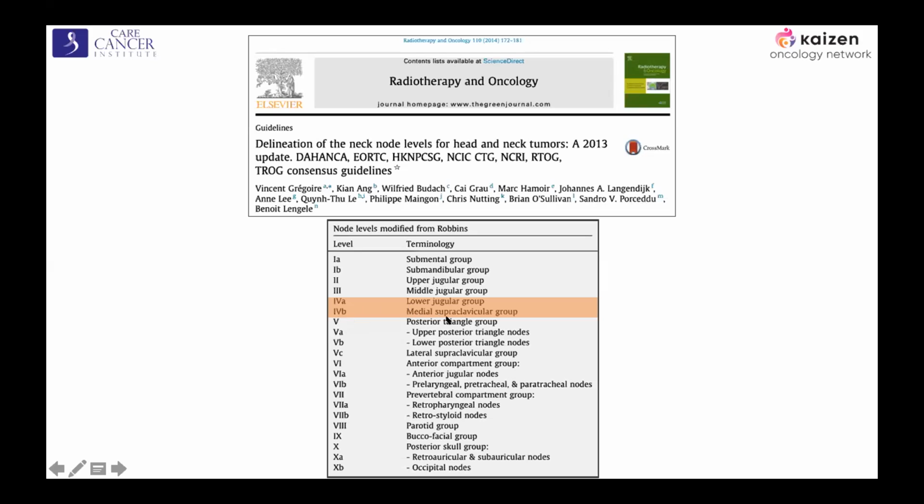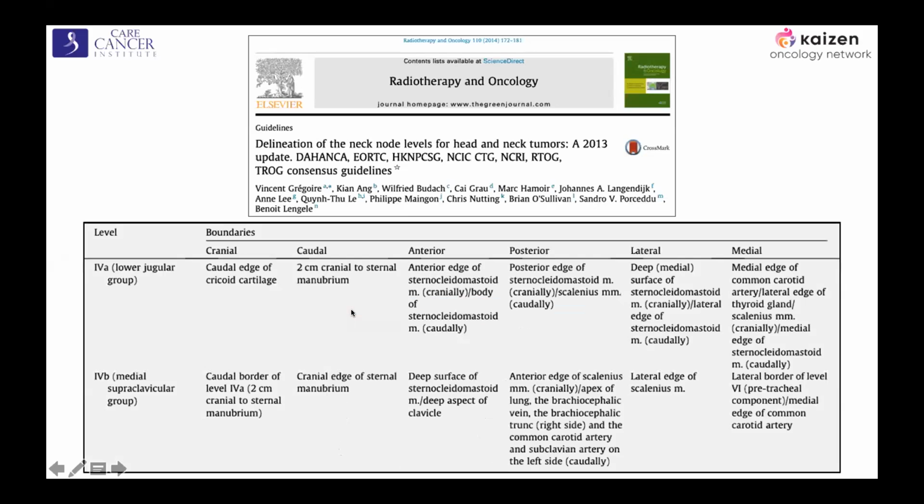Having a level 4B node has a more ominous prognosis, and usually can be a sign of metastatic disease from your breast or your GI malignancies, especially when it is isolated.